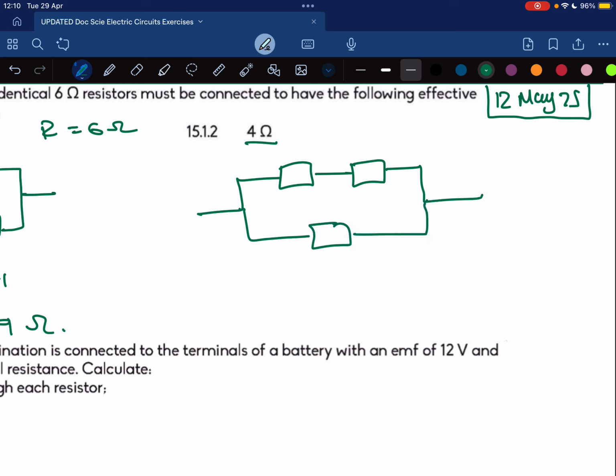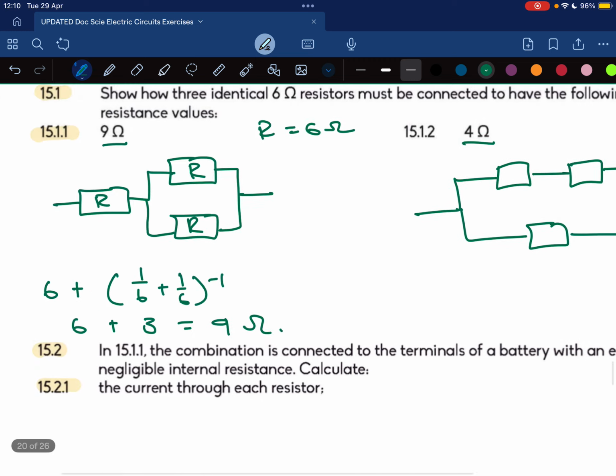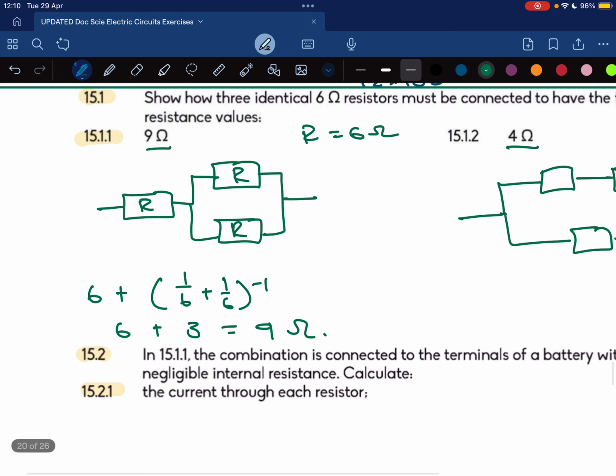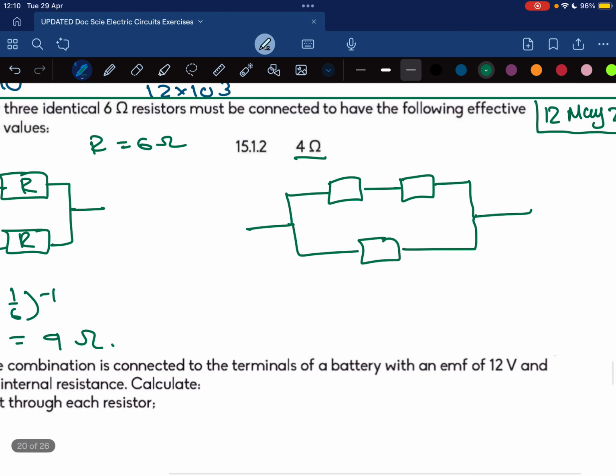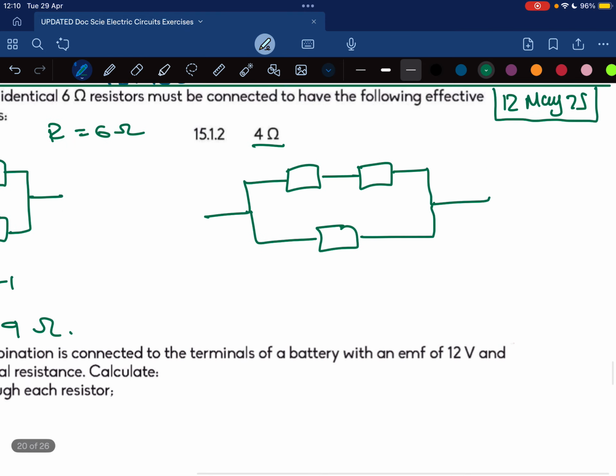So that's really all the types of combinations that we can do. All three in series, all three in parallel, one in series and two in parallel, or two in series and then the other one in parallel as well. So let's see how this works.